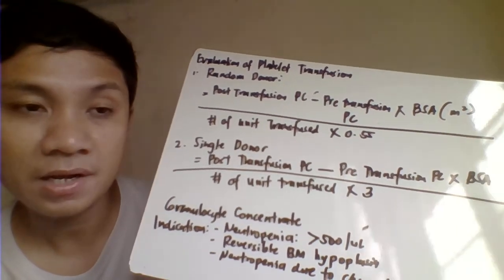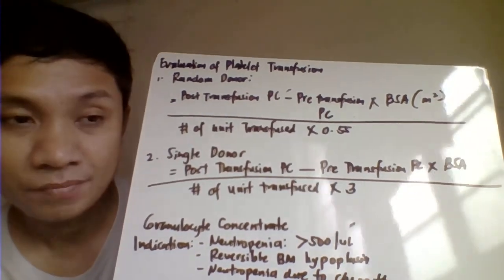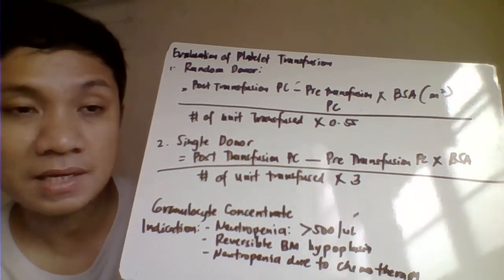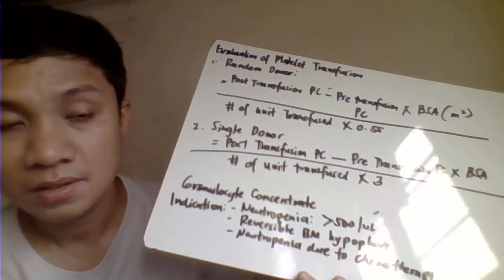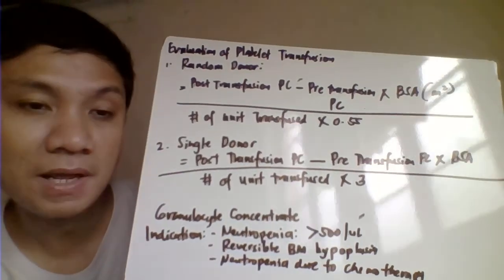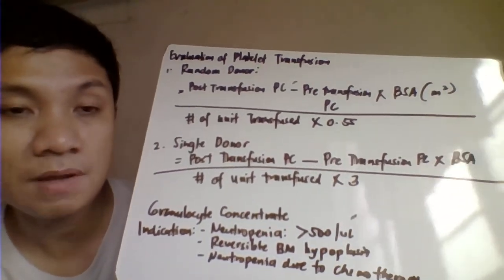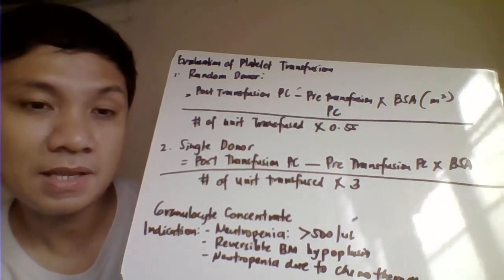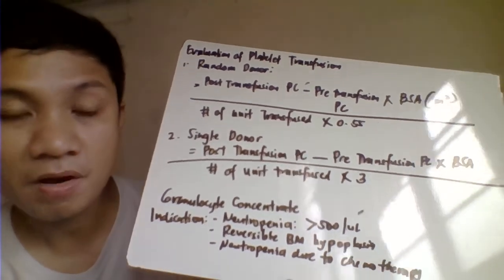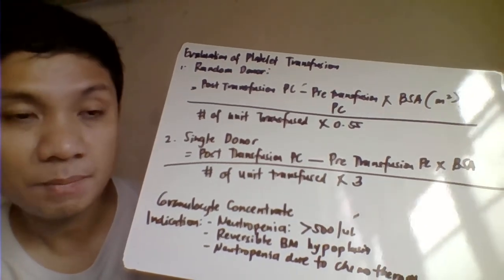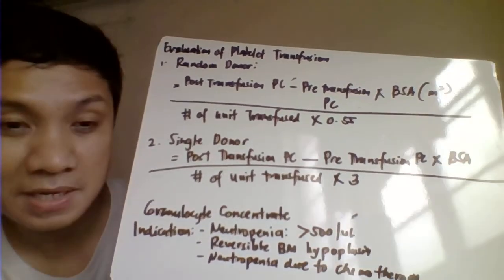On the other hand, for the single donor, it would still have the same formula, only that the factor is different. So that's your post-transfusion platelet count minus the pre-transfusion platelet count multiplied by the body surface area of the patient in meters squared, over the number of units transfused multiplied by 5, multiplied by 3.